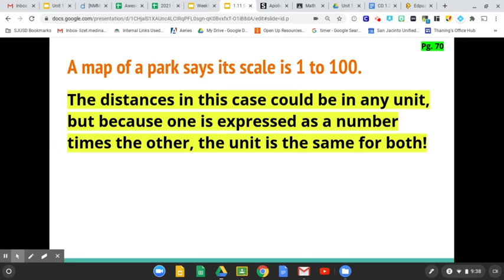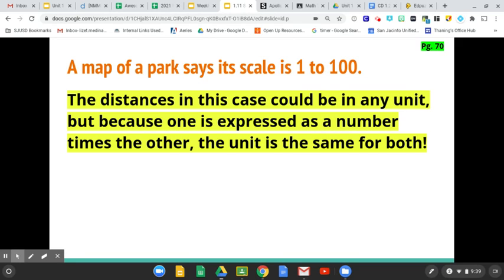The distances in this case could be in any unit, but because one is expressed as a number times the other, the unit is the same for both. So what the scale 1 to 100 means is that whatever we measure on the drawing, in real life, it's 100 times larger. So if we measure something on the drawing and it's 1 centimeter, in real life, it is 100 centimeters.